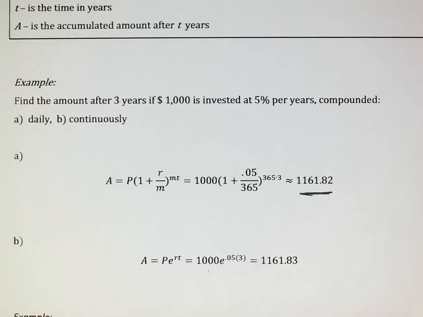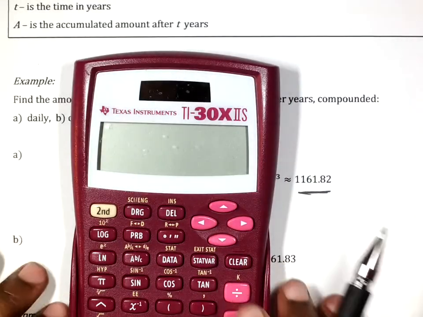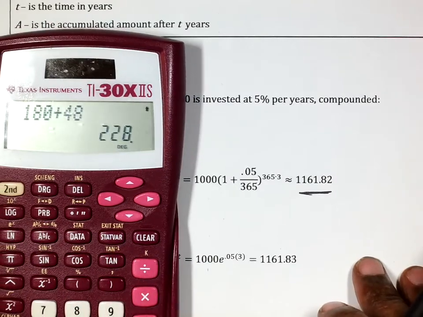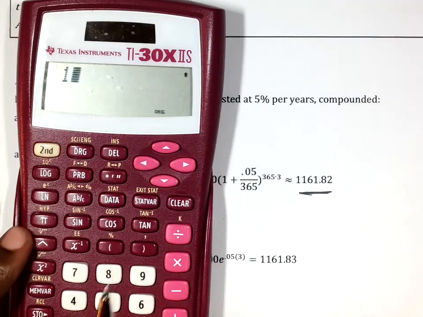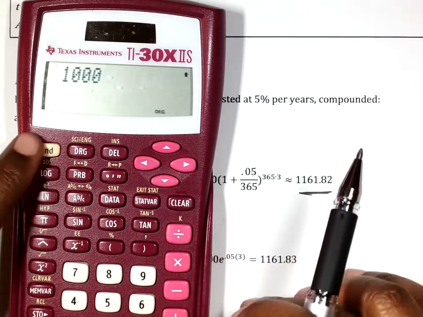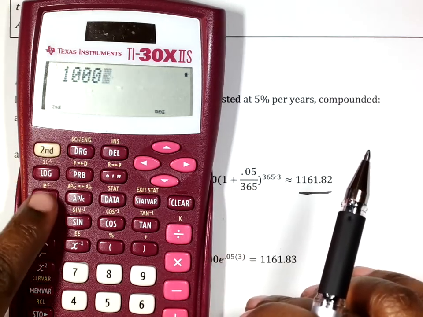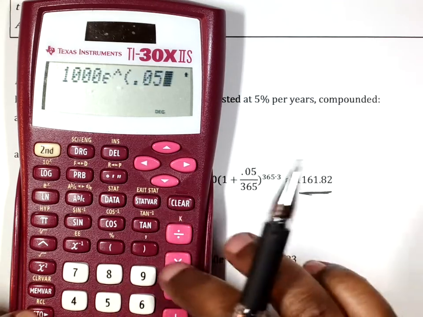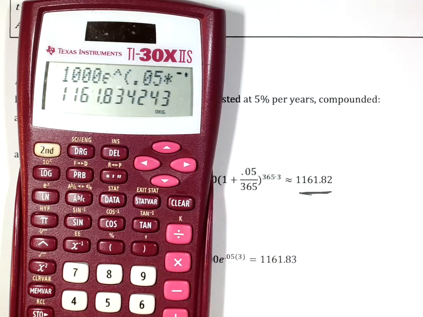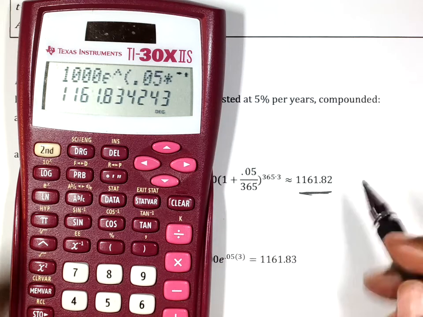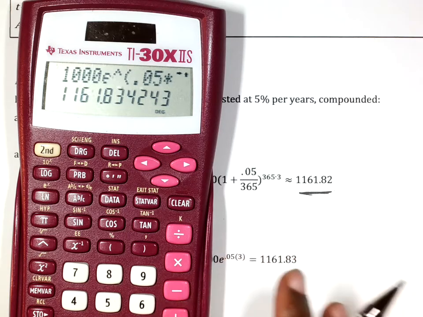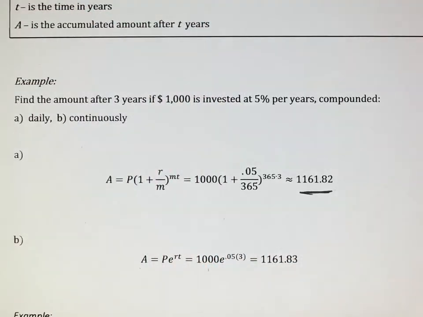I'll show you that on your calculator again, just to make sure that you're comfortable with what the keys are. So it's 1,000, and then I'm going to hit the second function button and then ln, so you see that e to the x is right above it, and it was 0.05 times 3, and you close it, so we get 1161.83. So continuous interest is only 1 cent more. So again, the calculations are a lot quicker, and the formula is pretty straightforward to use.